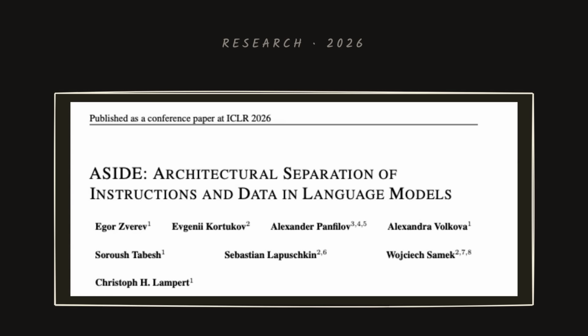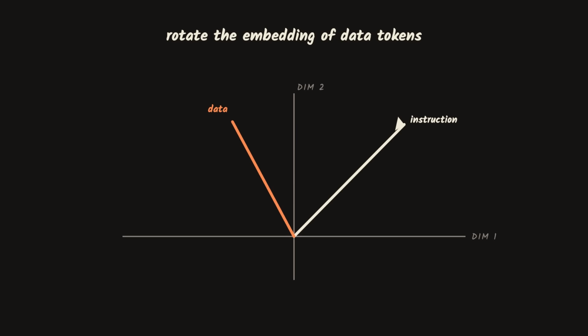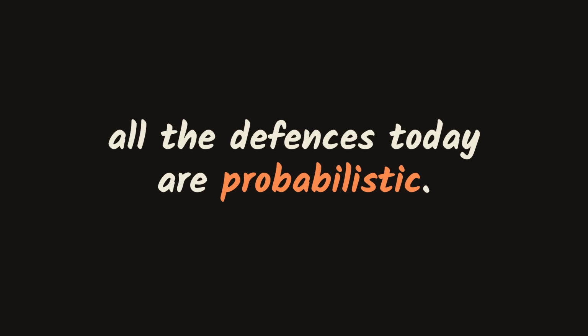There is some research working on this. A paper from earlier this year called Aside proposes rotating the embeddings of data tokens, literally tilting them in a different direction in vector space, so the model can tell the difference between this is an instruction and this is something you're supposed to process. It shows promise, but it's a research paper. It is not shipping in production models. So today, all the defenses are probabilistic.